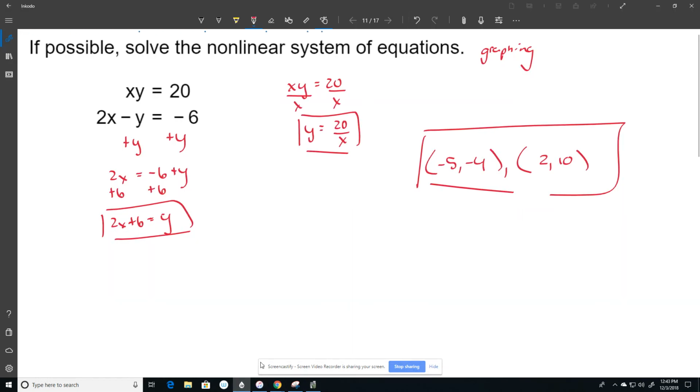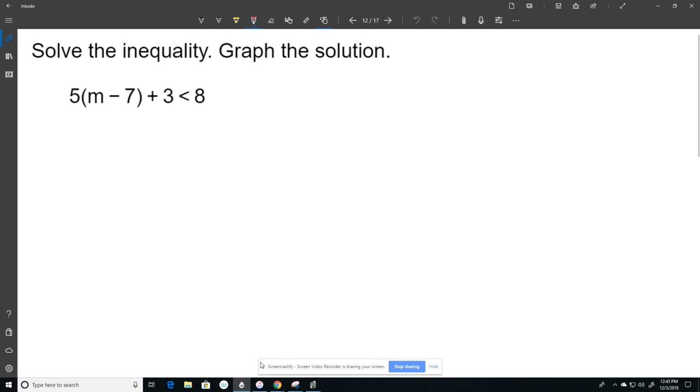Okay, number 12. We've got 4 more problems. Solve the inequality, graph the solution. 5 times n minus 7 plus 3 is less than 8. A lot of you aren't going to be happy that I'm not distributing the 5, but I don't need to. I can just minus 3 from both sides and get 5 times n minus 7 is less than 5.